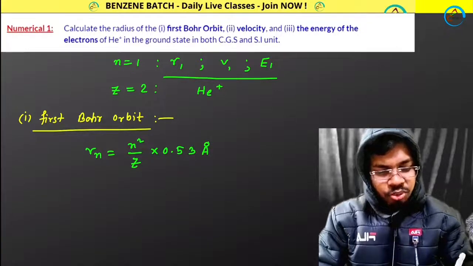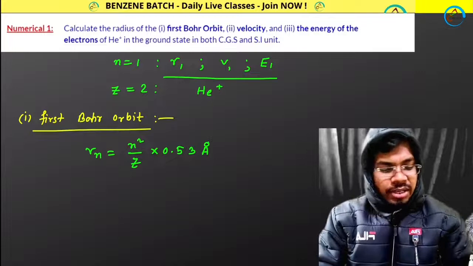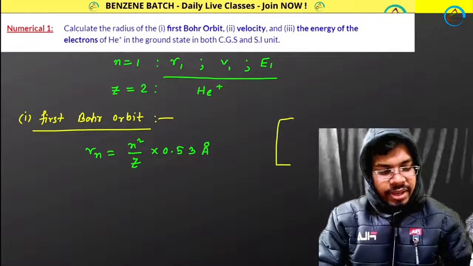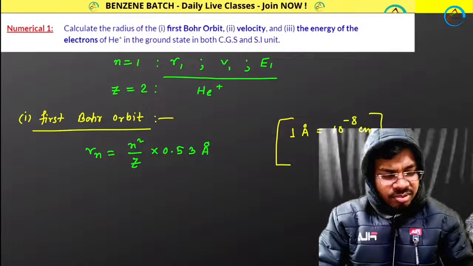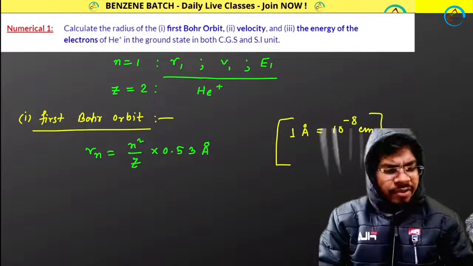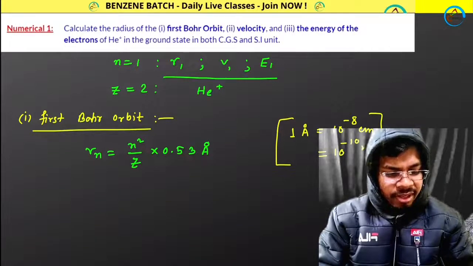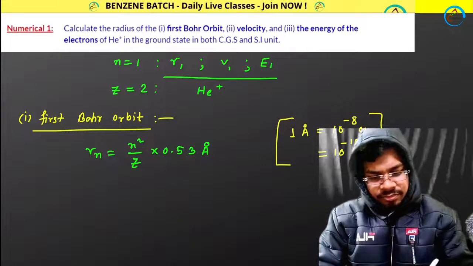But they told you to calculate the value in CGS and SI units. So how would I do that? You have to remember this relation: 1 Angstrom is equal to 10 to the power minus 8 centimeter. You just need to remember this. And if it is 10 to the power minus 8 centimeter, definitely it will become 10 to the power minus 10 meter. 1 Angstrom equals this in centimeter, and 1 Angstrom equals this in meter.